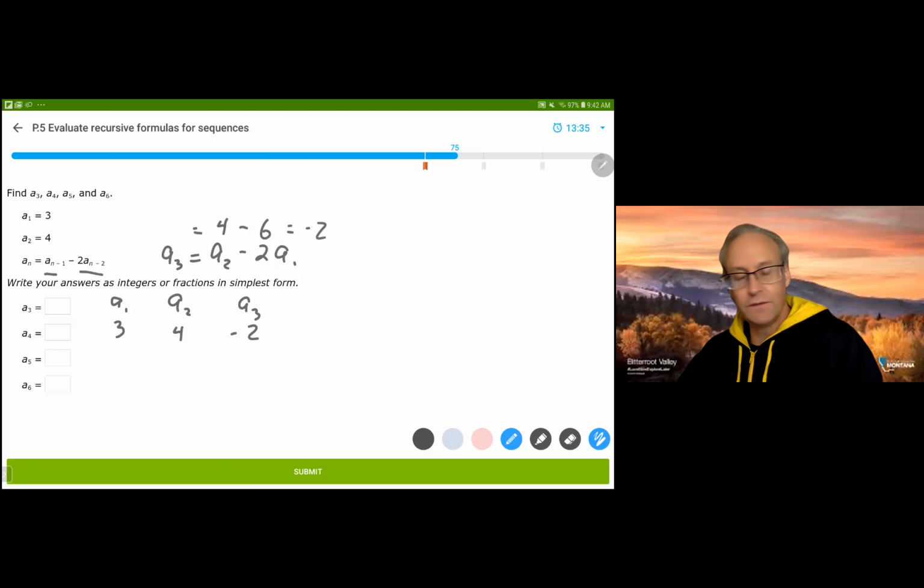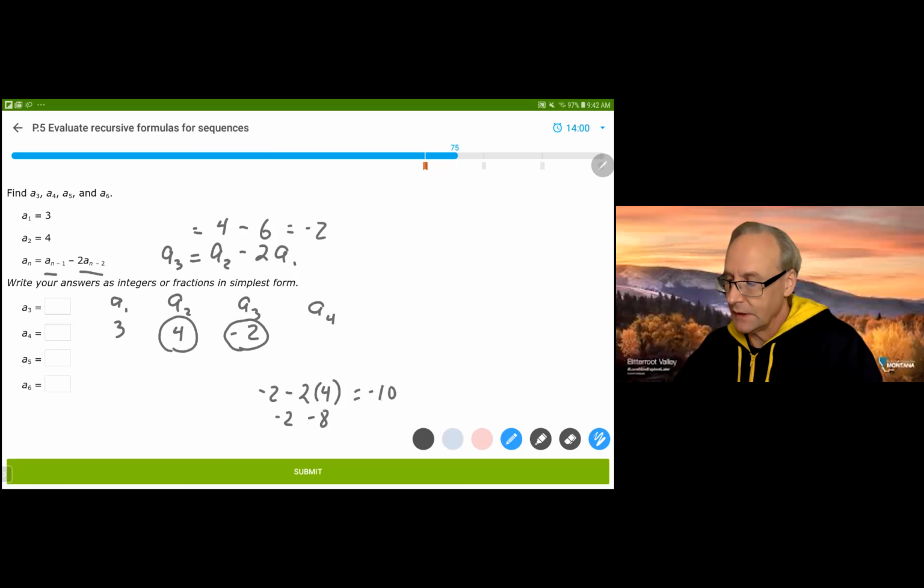Now, it's very confusing if you think about it too much, but if you just do what it says. To get to A4, I have to take the one that's right before it, -2, and then I have to go 2 before and get the 4, and I have to subtract 2 times that number. And that's going to give me -10. This is -2 minus 8, which is -10.